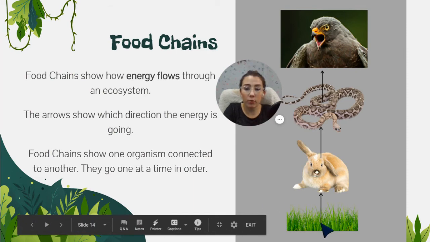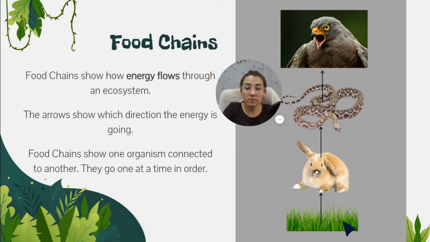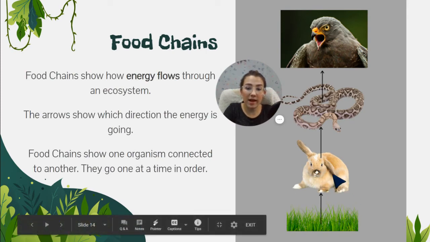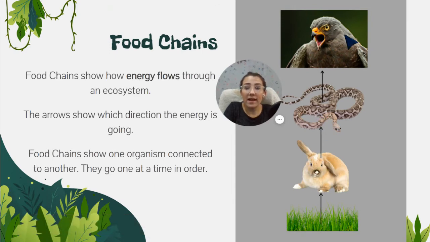For example, we have grass down here, which is a producer. Our first consumer is going to be the rabbit who eats the grass. The energy comes from the grass into the rabbit, so the arrow points to the rabbit. Next, the snake is going to eat the rabbit, so the energy from the rabbit goes to the snake. Finally, this hawk eats the snake, so the energy from the snake goes to the hawk. Notice how the arrow points to who gets the energy.